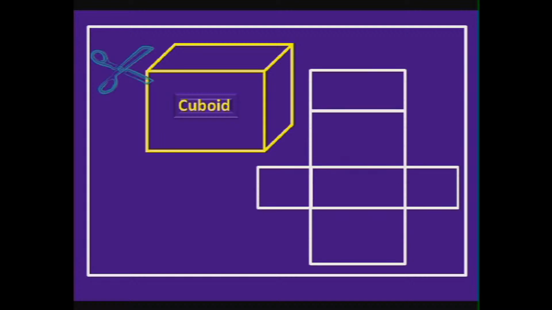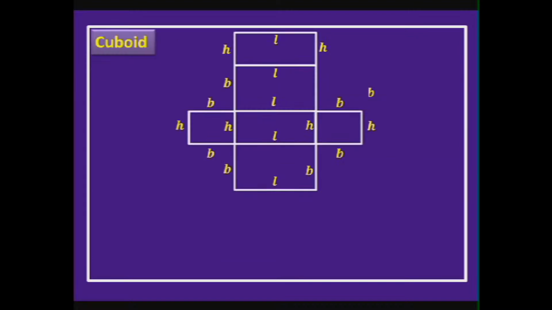Yes children, this is the figure. You might have learned this in your previous class. But do you know what this figure is called? When you cut open a 3D object, what do you get? Yes, we call it the net of a cuboid. Then let us mark the length, breadth and height of the cuboid. Now, if you notice here, there are 6 rectangles formed. You can see 1, 2, 3, 4, 5 and 6 rectangles.